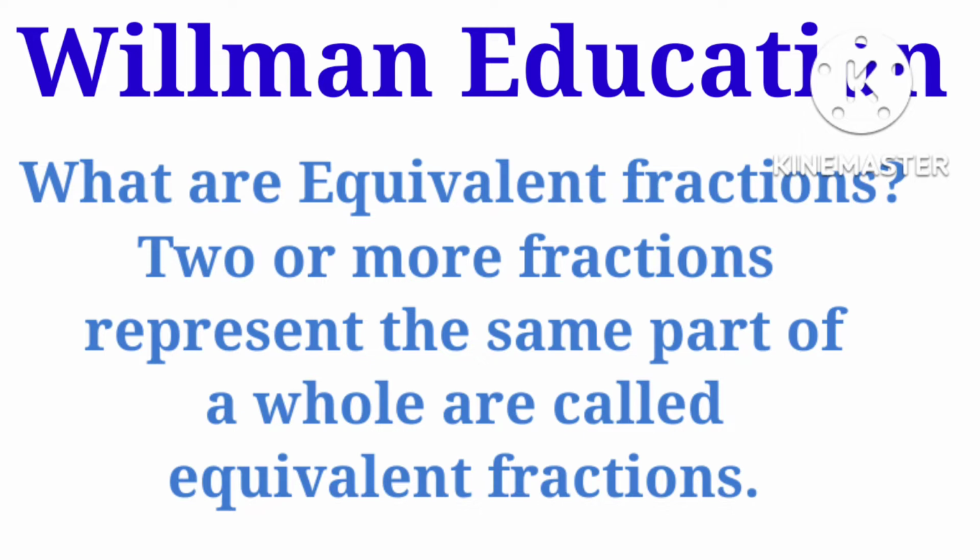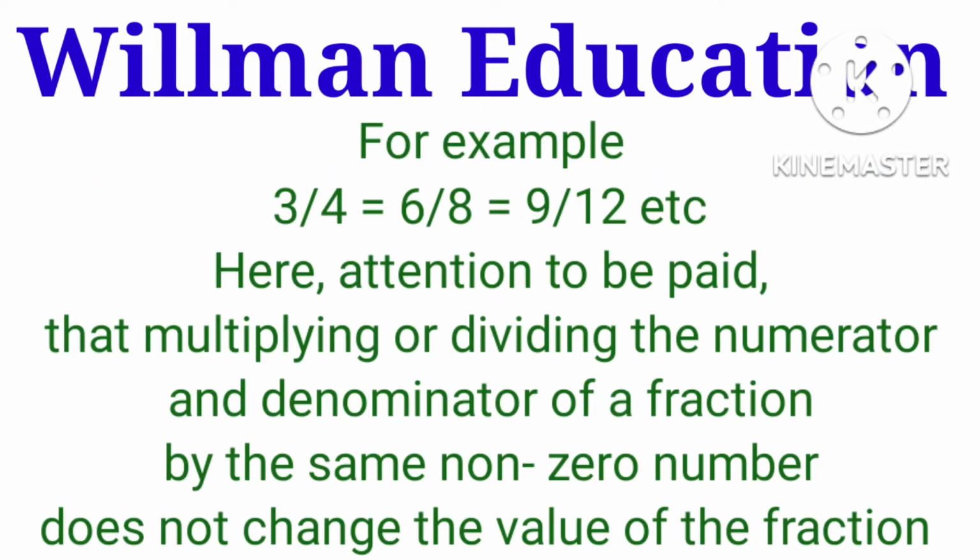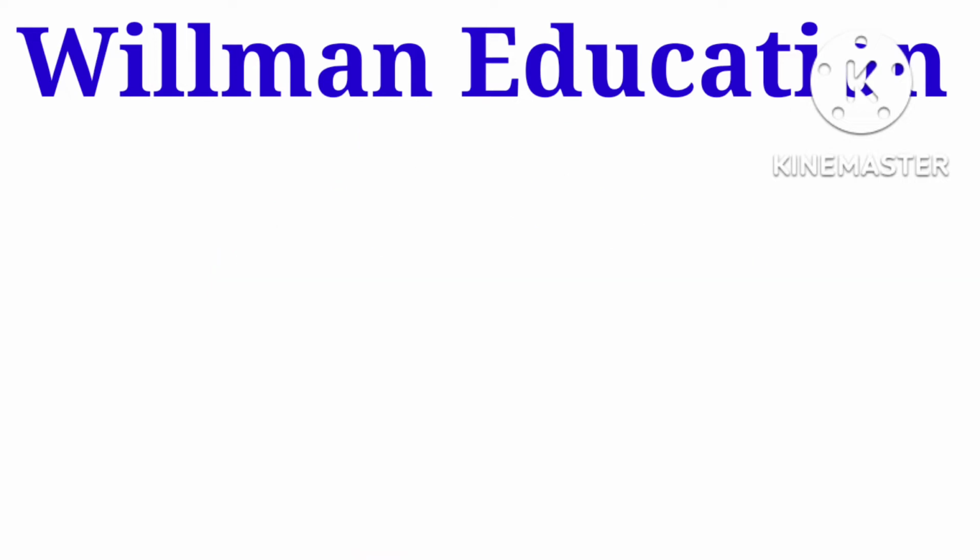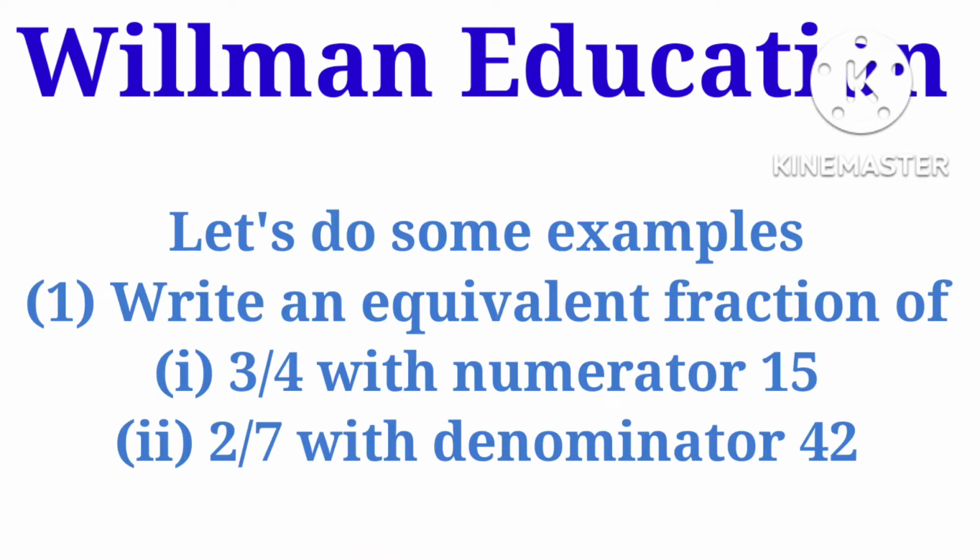What are equivalent fractions? Two or more fractions that represent the same part of a whole are called equivalent fractions. For example, 3 by 4, 6 by 8 or 9 by 12, etc. Here, attention to be paid that multiplying or dividing the numerator and denominator of a fraction by the same non-zero number like 1, 2, 3 gives an equivalent fraction.